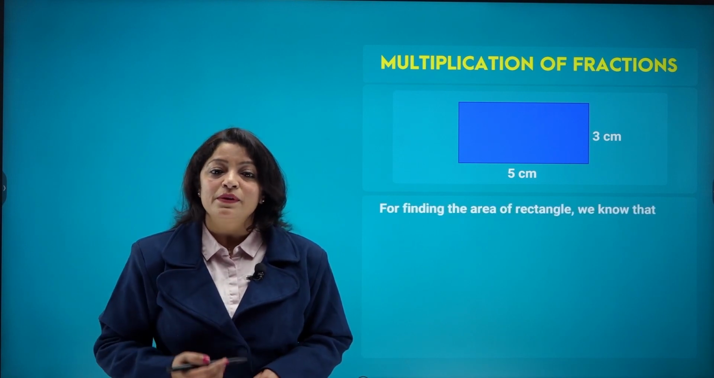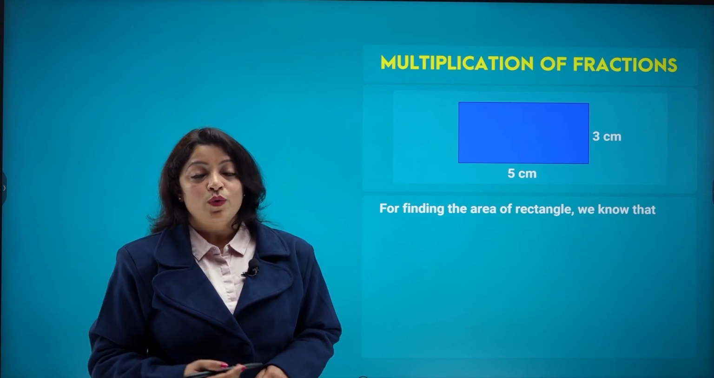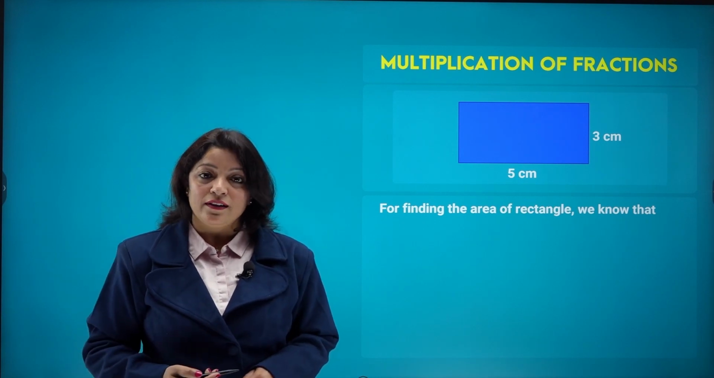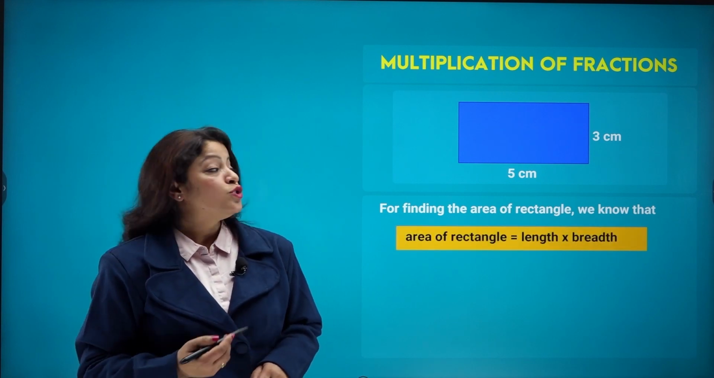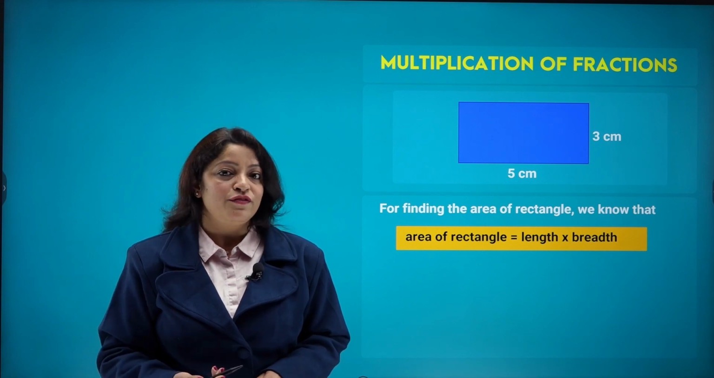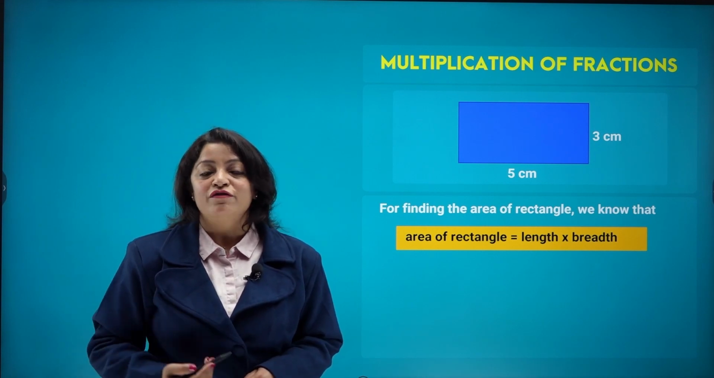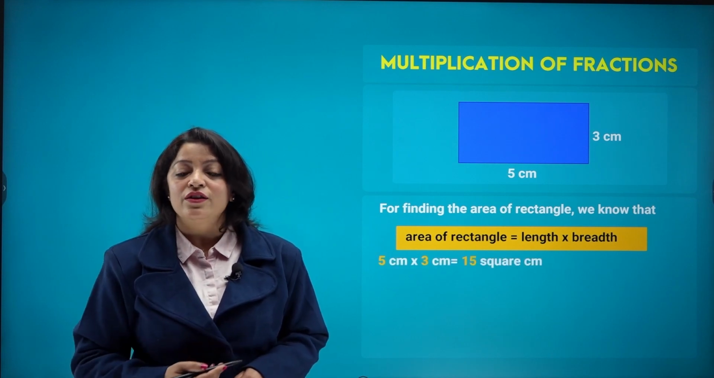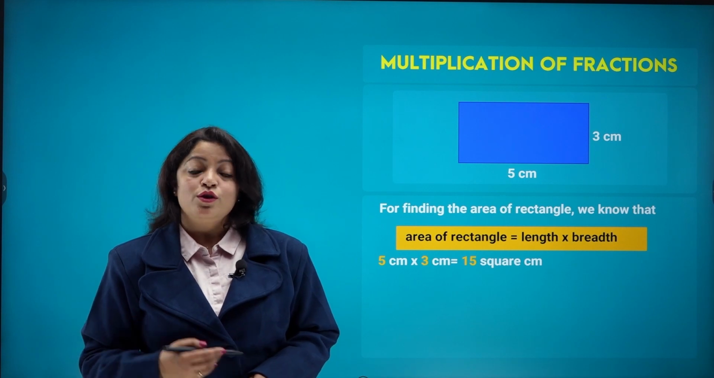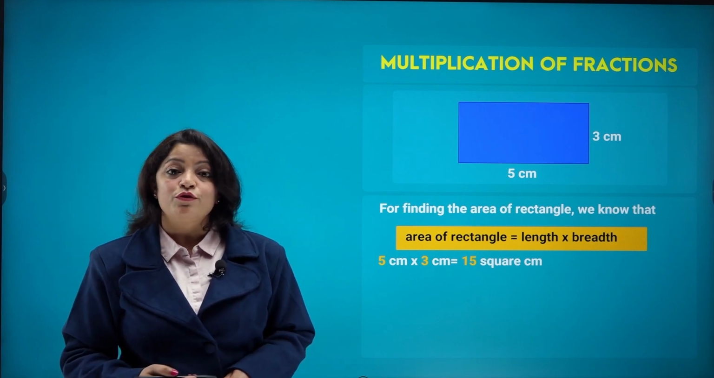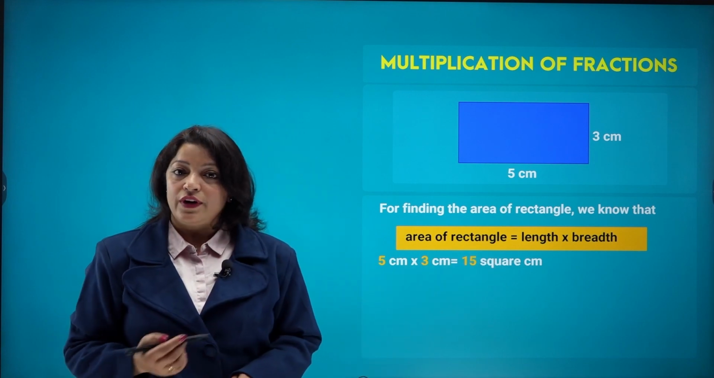It's a very simple thing. You know how we can find it out. We can find the area of a rectangle by simply multiplying the length and the breadth. So here the length is 5 and the breadth is 3. So we simply multiply 5 by 3 and we get the result as 15. And since the unit is centimeter, we'll write the unit for the area, that is square centimeter, right?